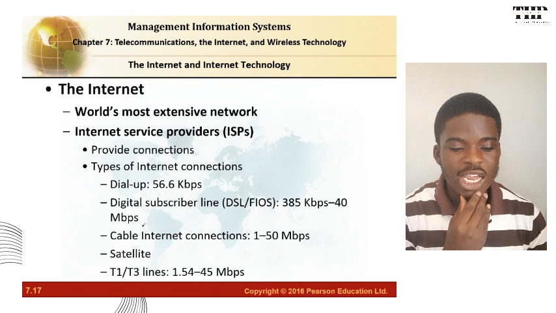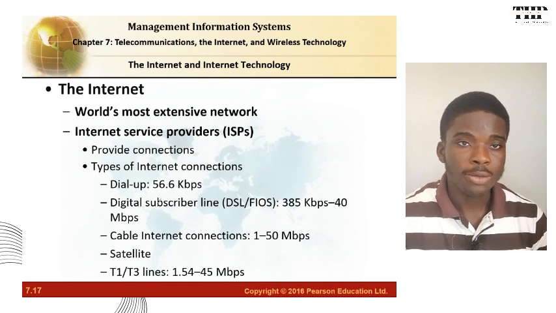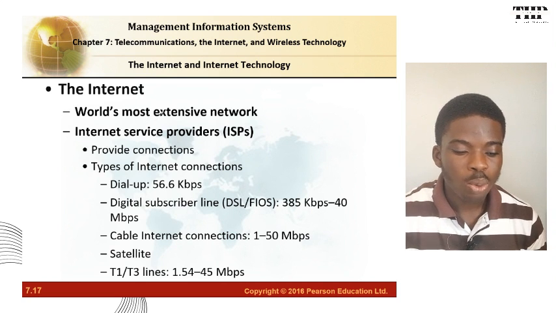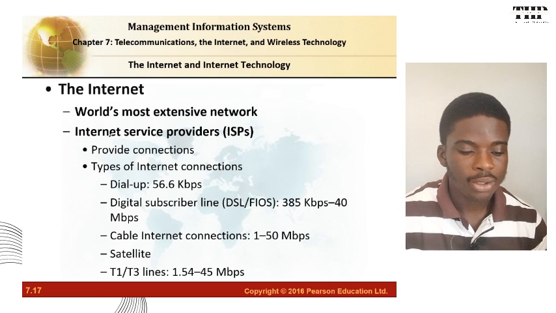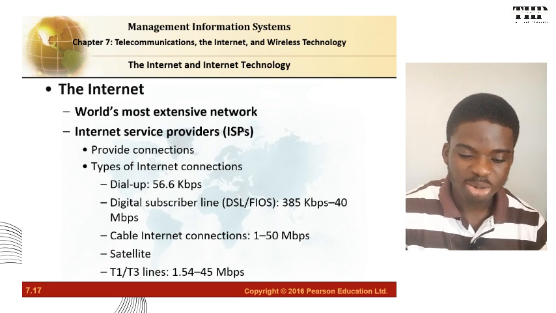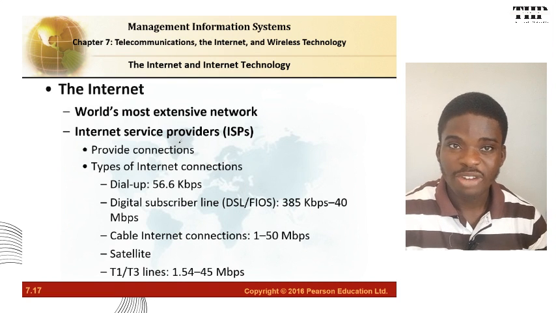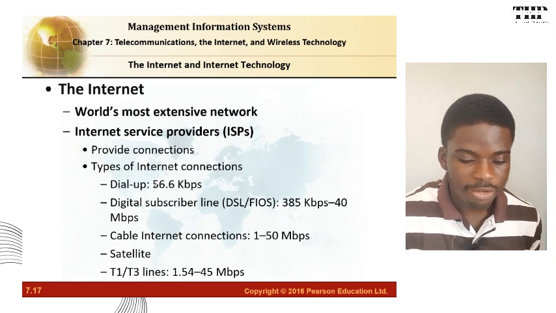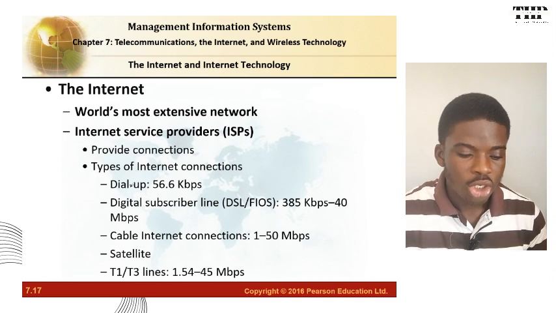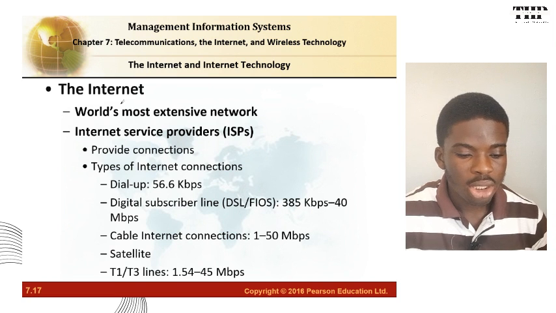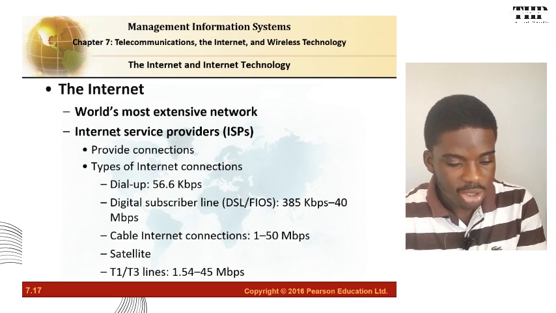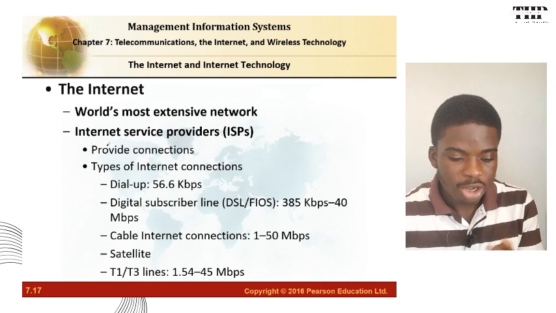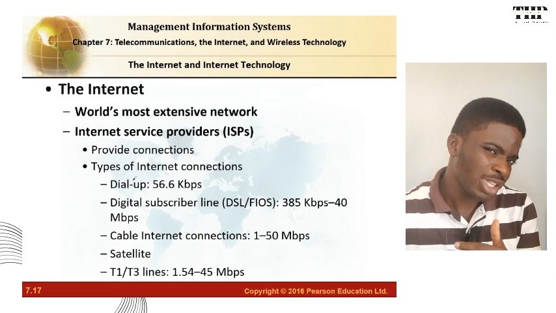That's the internet and internet technology. So the internet is the world's most extensive network, right? You have ISPs, the internet service providers. What do the internet service providers do? They provide connections, right? Types of internet connections. So the internet is the world's most extensive network. Fine. Internet service providers, the ISPs: they provide network connection. Very well. Now, what are the types of internet connections?